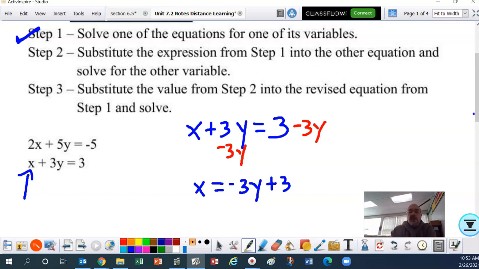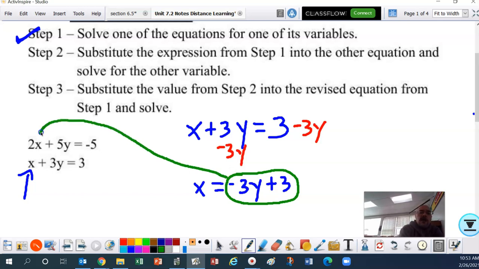Step 2, it says, substitute the expression from step 1 into the other equation. So what we're going to do, ladies and gentlemen, is take the negative 3y plus 3, and plug that into the other equation for x, because that's what x equals. All right, here we go, ladies and gentlemen.